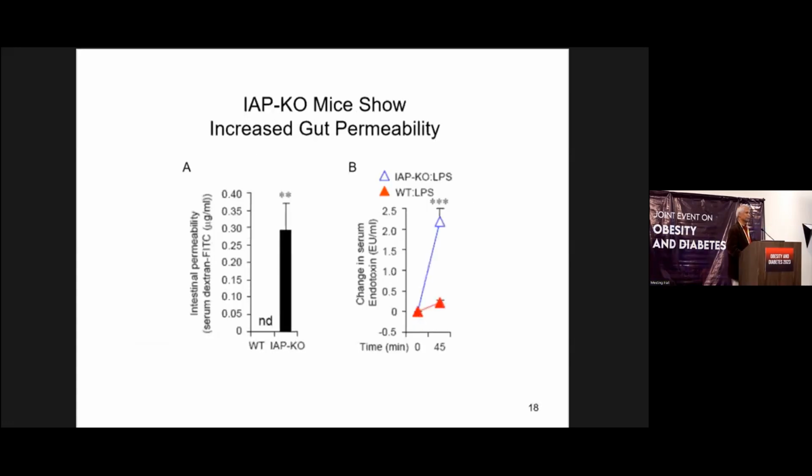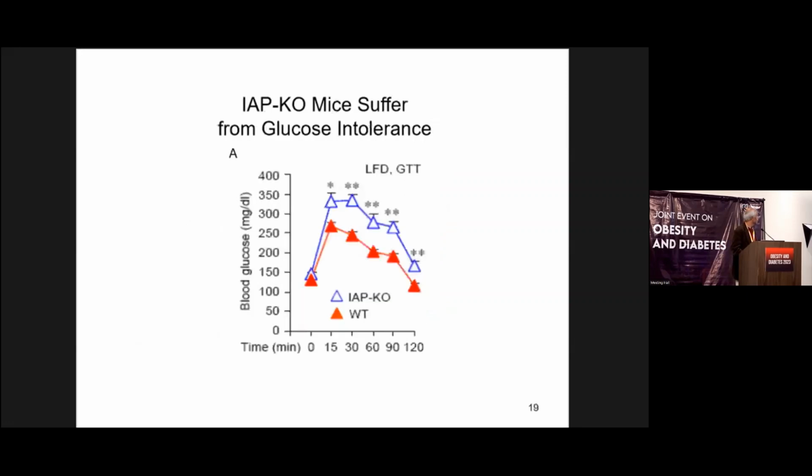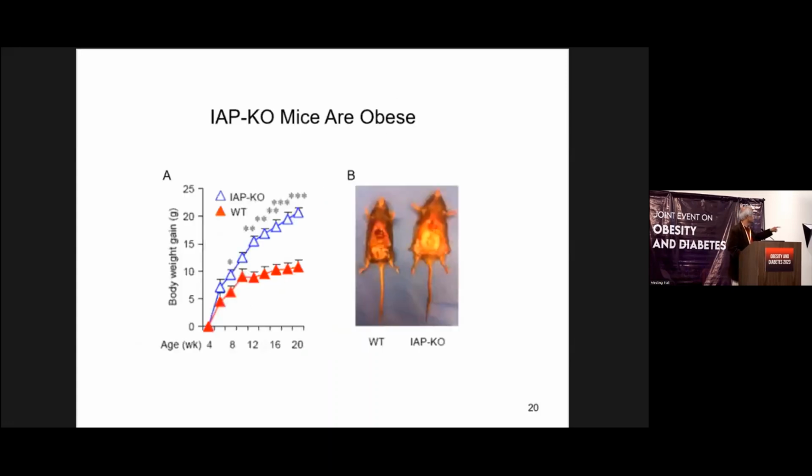And gut permeability was increased: the FITC level was increased. Usually it doesn't enter into circulation if your gut is not permeable. It passes with the stool. But the gut was permeable and it entered into the circulation. And glucose tolerance test, we did that, and it was abnormal. The IAP knockout mice versus wild type, and the knockout mice were obese.